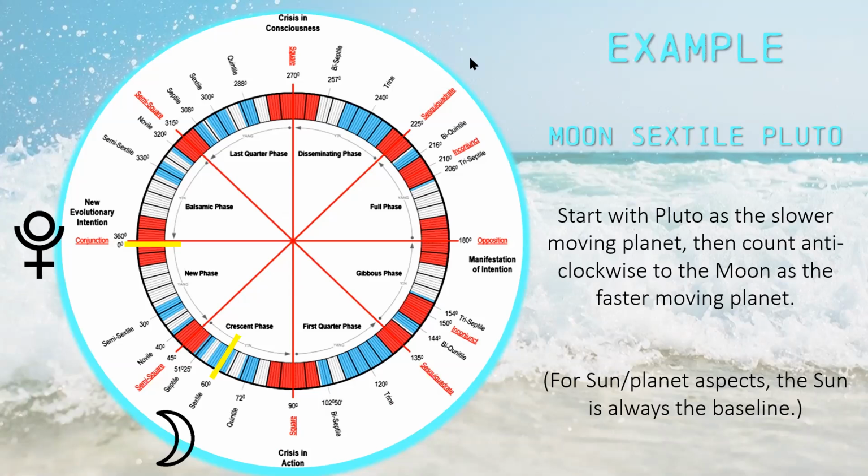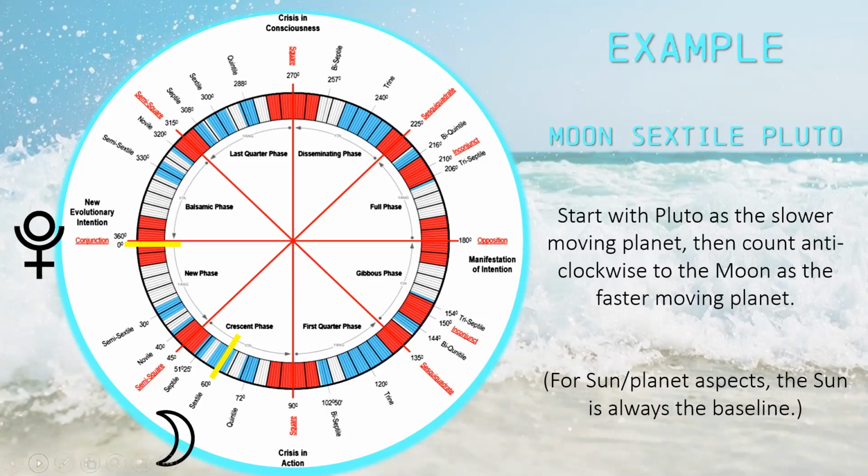So when we're trying to determine a Pluto aspect, start with Pluto as the slower moving planet, and then count counterclockwise. In this example, we're looking at a Moon-Pluto aspect. You start with Pluto and then count counterclockwise to the Moon. The only exception to the rule is the Sun. The Sun is always the baseline, or the starting point, for determining aspects.